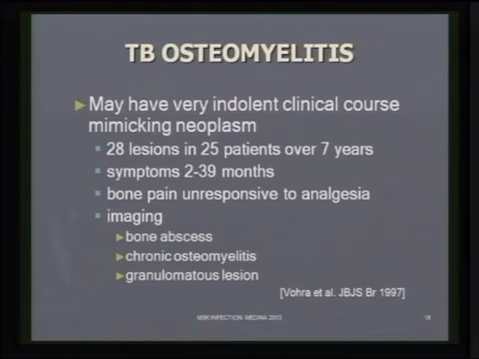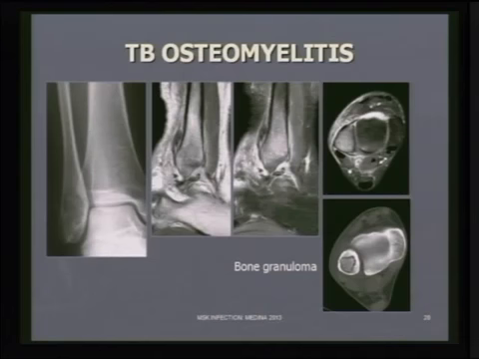As far as TB osteomyelitis is concerned, 3 patterns of abnormality were demonstrated on the imaging in their cases. A classical bone abscess, as we've already described; the features of chronic osteomyelitis, which I think you're all aware of; and then the granulomatous lesion, which I think is a very unusual and rare presentation in my own experience. This is just an example of a TB granuloma within bone.